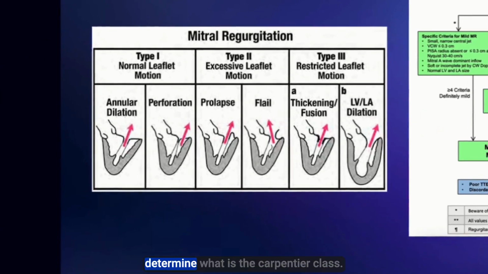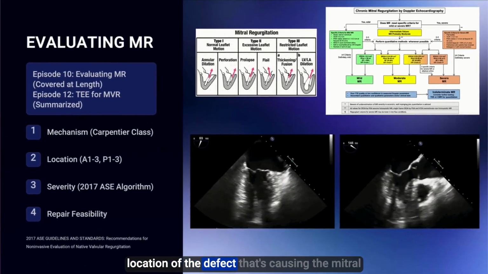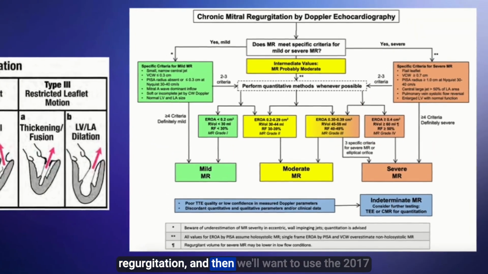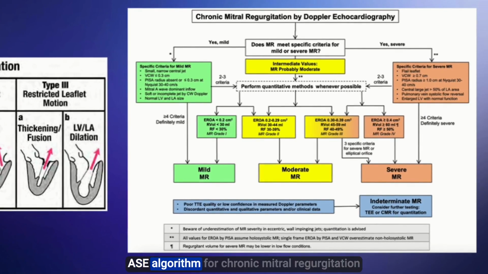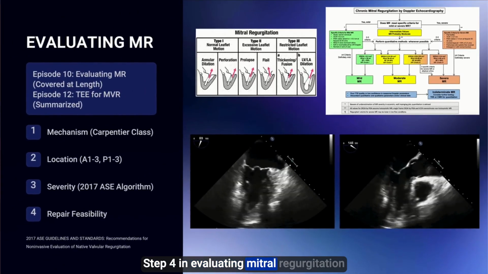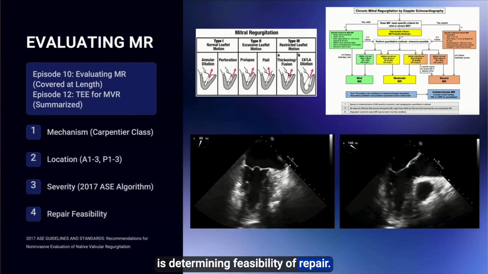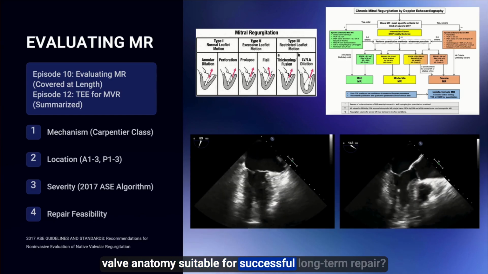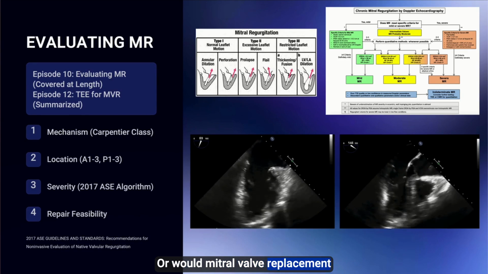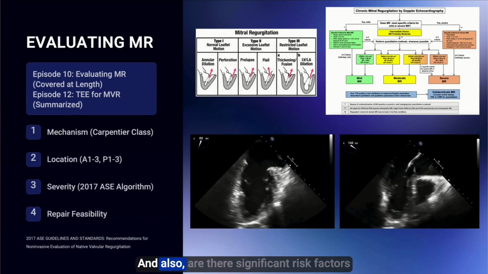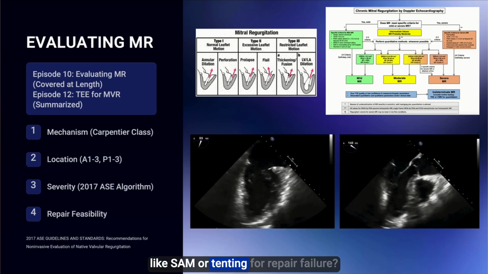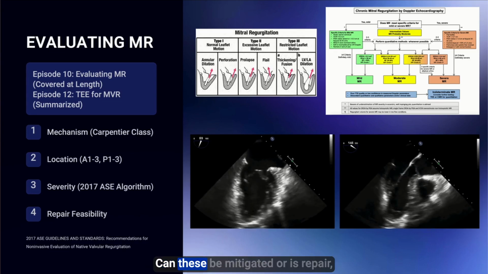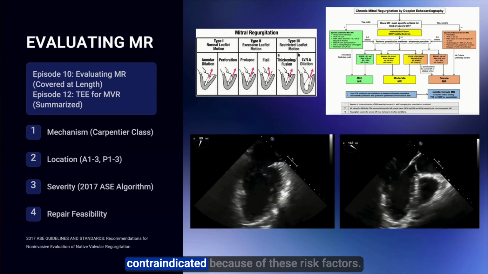As far as the mechanism, we'll want to determine what is the Carpentier class. The location, we'll want to know the exact location of the defect that's causing the mitral regurgitation. And then we'll want to use the 2017 ASC algorithm for chronic mitral regurgitation to determine the severity of the valve. Step 4 in evaluating mitral regurgitation is determining feasibility of repair. The question we're asking ourselves here is, is the mitral valve anatomy suitable for successful long-term repair, or would mitral valve replacement surgery be indicated instead? And also, are there significant risk factors like SAM or tenting for repair failure? Can these be mitigated, or is repair contraindicated because of these risk factors?